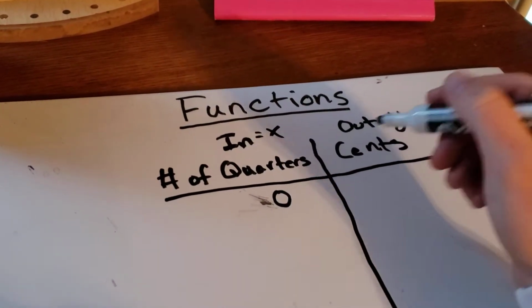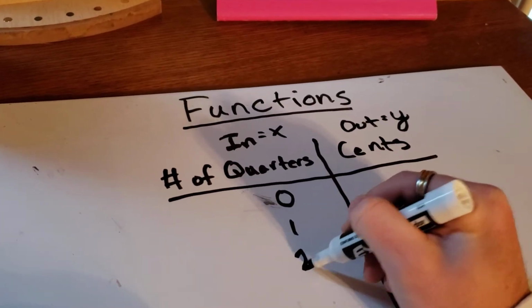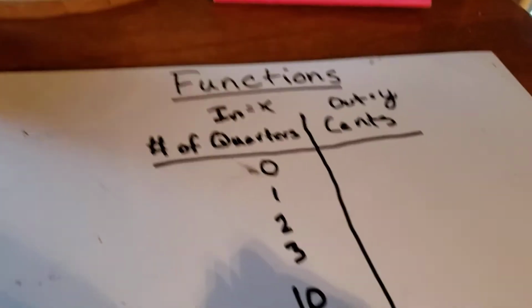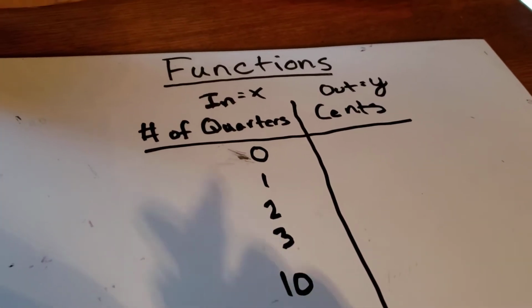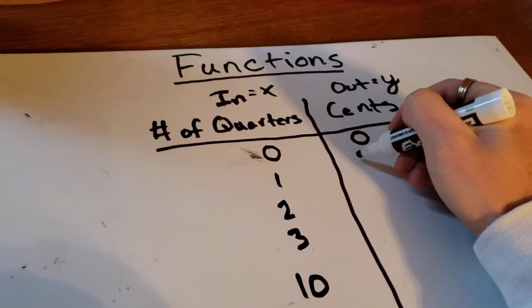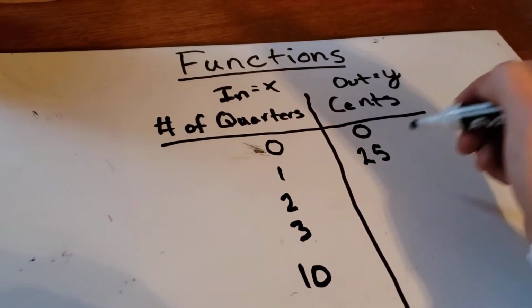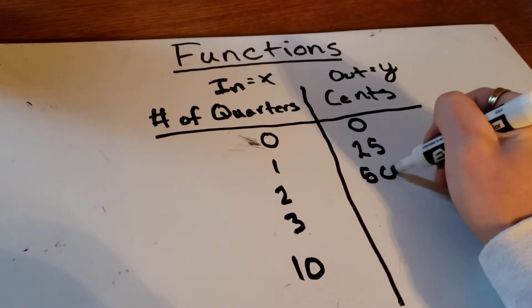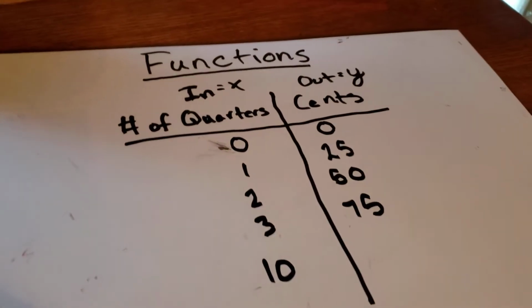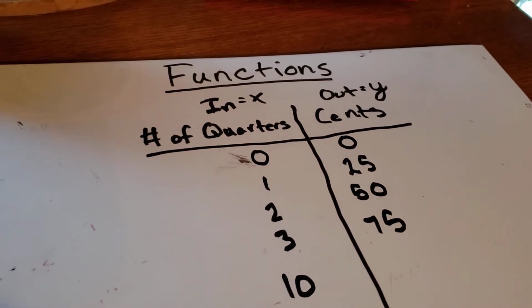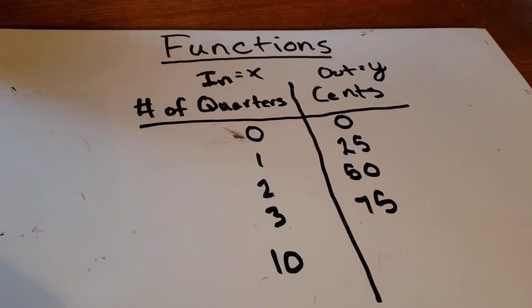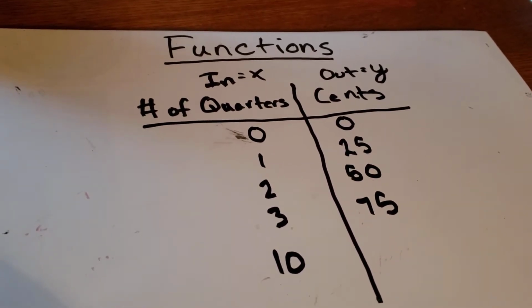So let's say we have 0, 1 quarter, 2 quarters, 3 quarters, 10 quarters. All right, so if I had 0 quarters, I would have 0 cents. If I had 1 quarter, I would have 25 cents. 2 quarters, I would have 50 cents. 3 quarters, I would have 75 cents. We're going to save this 10 here for just a second. So what we can now do is look at what are we doing to our X value, our input, to get our Y value, our output.